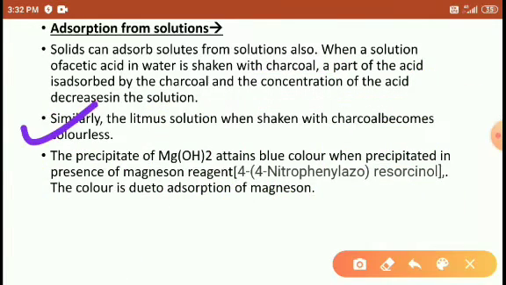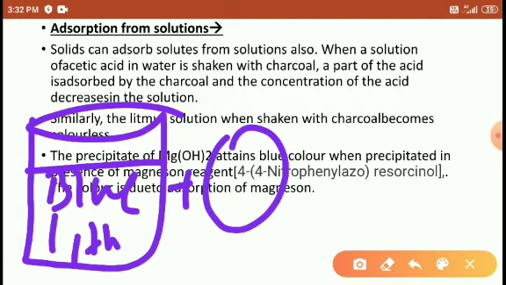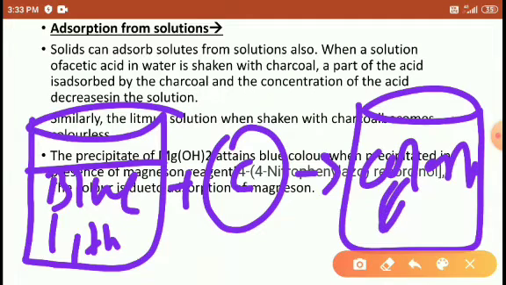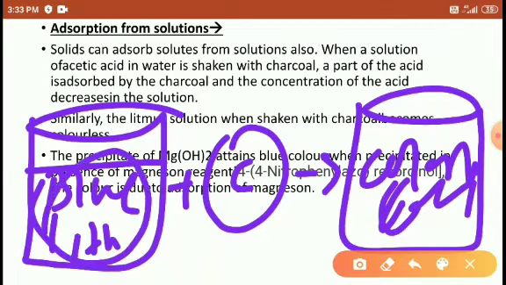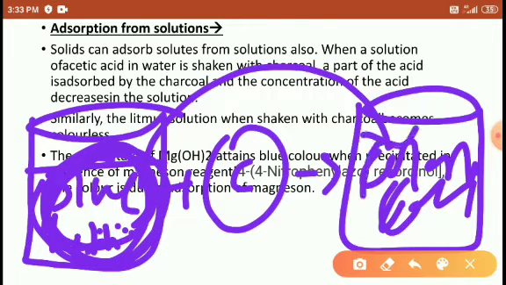Right, students? Similarly, litmus solution, blue litmus or red litmus solution, shaken with charcoal. Then what happens, students? Litmus is of two types. So if you use the blue litmus, in which we add the charcoal powder, then the blue turns into colorless. It means whatever blue component is responsible for this litmus solution, all of it is adsorbed by the charcoal powder.